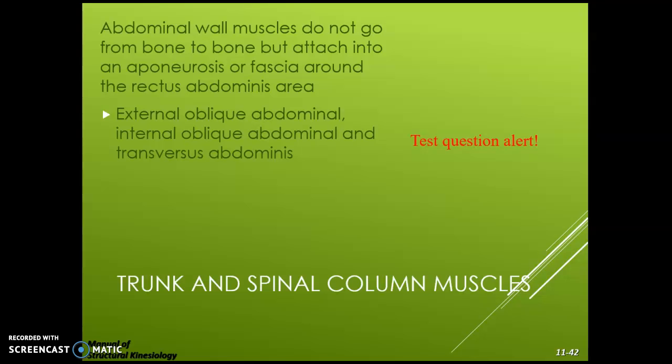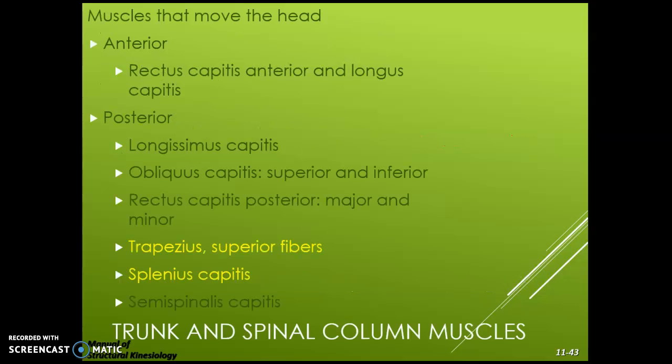Further, when you look at this, all of your abdominal muscles go from bone to bone. No, they do not. They actually go from what's called an aponeurosis, or a fascia-like material in the abdominal area. There's a line of fascia that runs down the center of the body called linea alba. Linea alba, not to be confused with Jessica Alba.